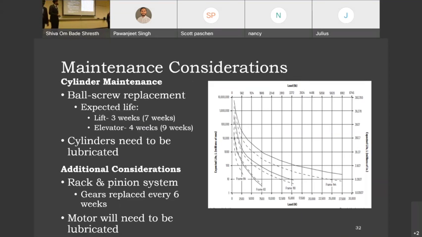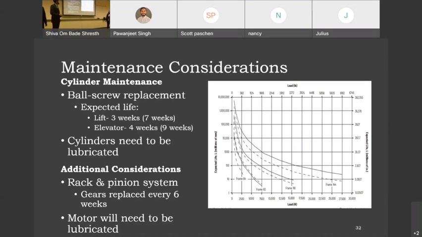So for the maintenance considerations, the cylinders have the ball screw, which is the component that's most likely to break down. There are 2 separate lifetime expectancies based off of the ball screw length. On here, the dashed line is the 0.2-inch ball screw, and the solid line is the 0.4-inch ball screw. The lift frame and elevator have different lifetime expectancies based off of their stroke lengths. The lift frame has a 13-inch stroke, which means it has a shorter life than the elevator that has an 11-inch stroke.